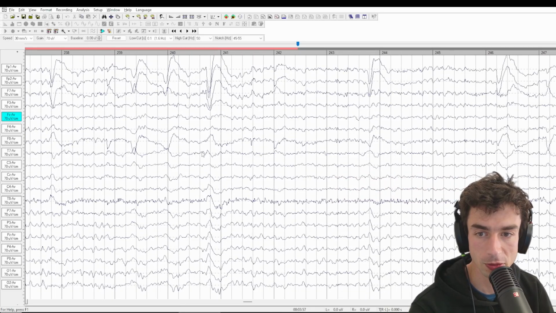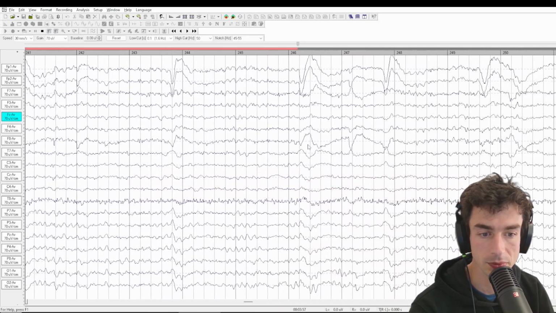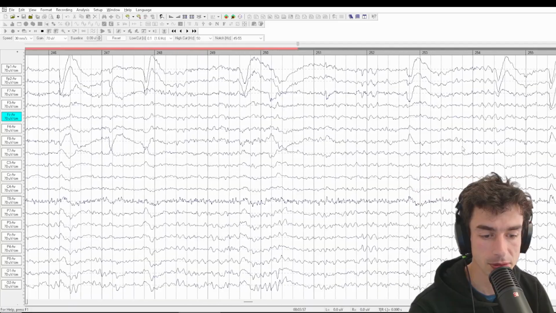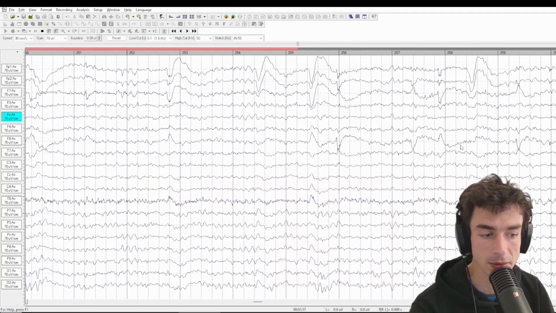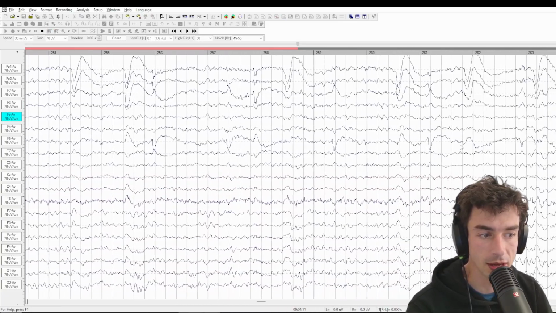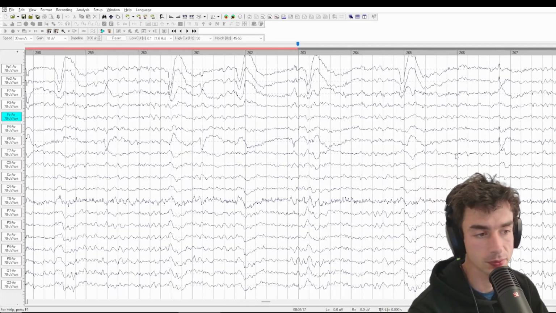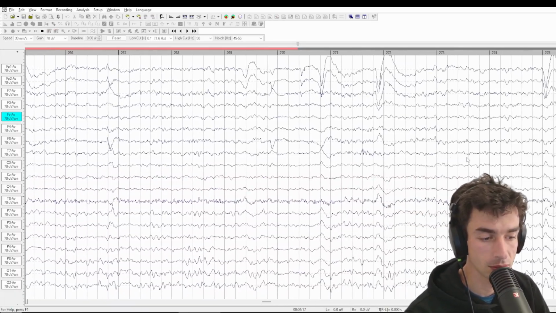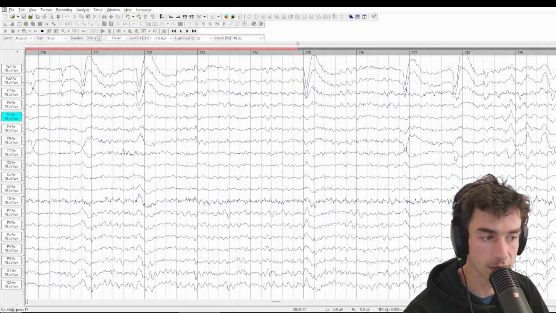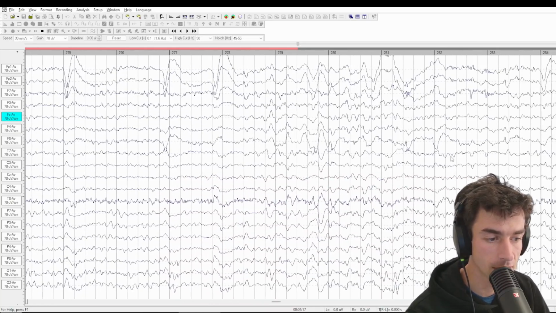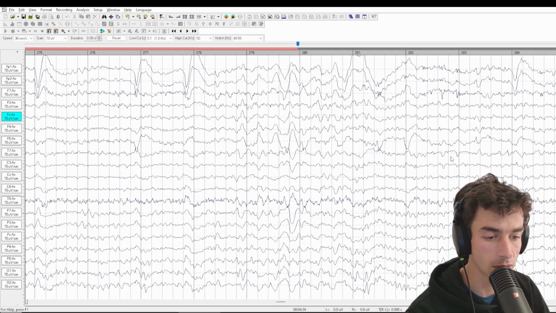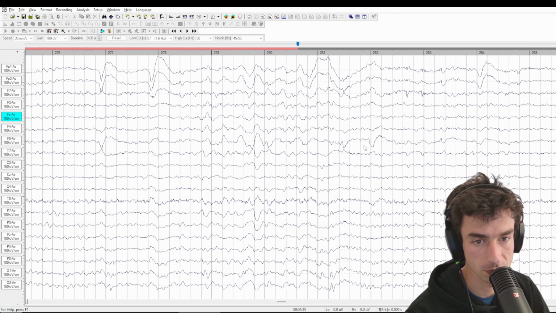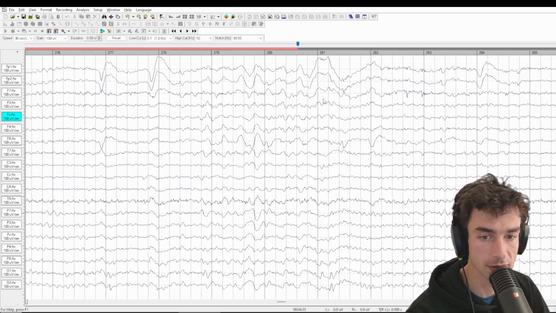Some lateral eye movement. More lateral eye movement. And we're just scanning for any focal findings. So far, nothing has really jumped out as something that would be locally worrisome. More frontal eyelid flutter.